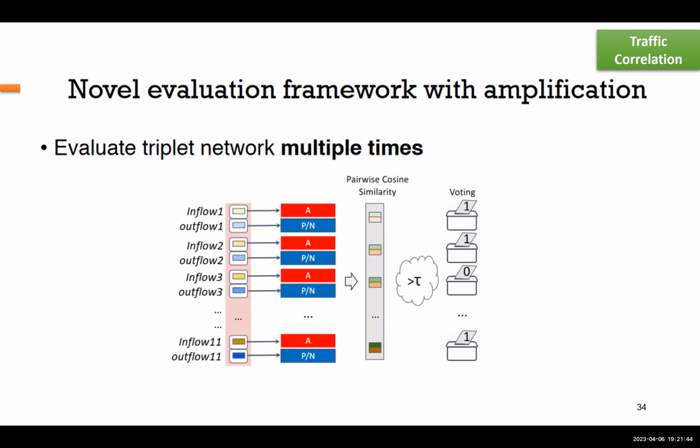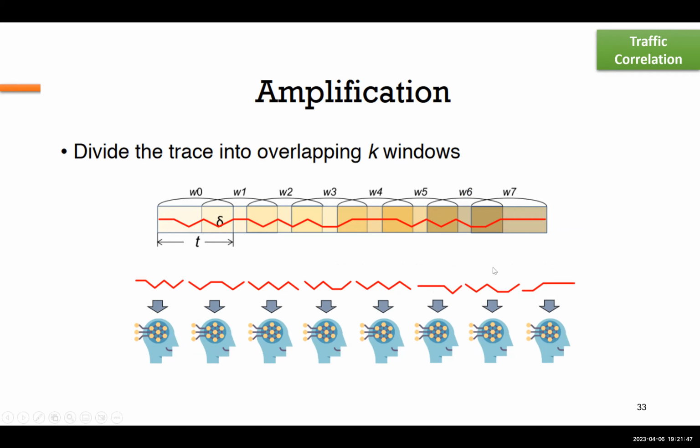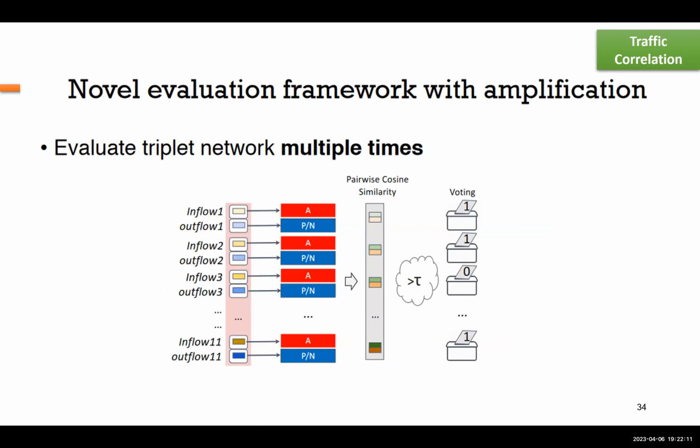So we break up our trace into a bunch of overlapping windows. Let's say you have a traffic sequence of 1,000 packets. You can chunk this into, I guess, 10 overlapping windows of 200 packets. And for each of those windows, we take the inflow and the candidate outflow that might be matching, feed them into the deep learning models, and get the embedding values that are produced.